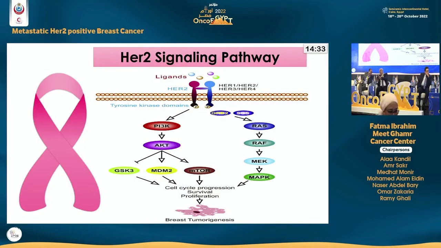To understand HER2 anti-targeted therapy, we should understand the HER2 signaling pathway. When one or more specific ligands bind to tyrosine kinase domains, it will lead to downstream signaling and activation of one of two pathways, the PI3K-AKT pathway or the RAS-MAPK pathway. So it will lead to cell proliferation and breast tumorigenesis.